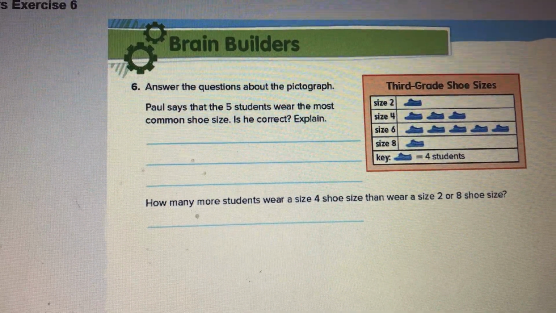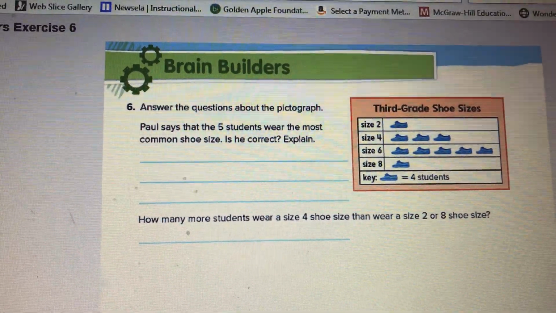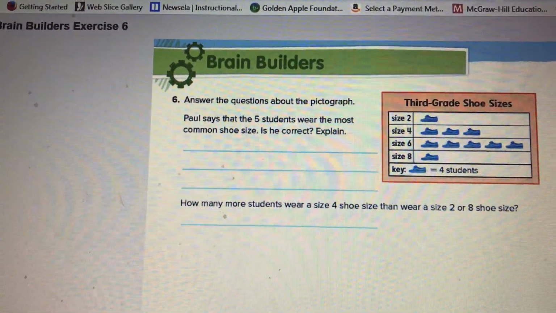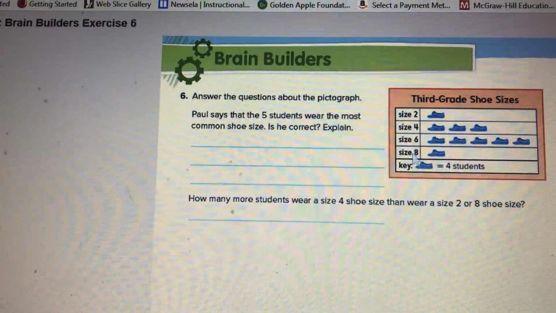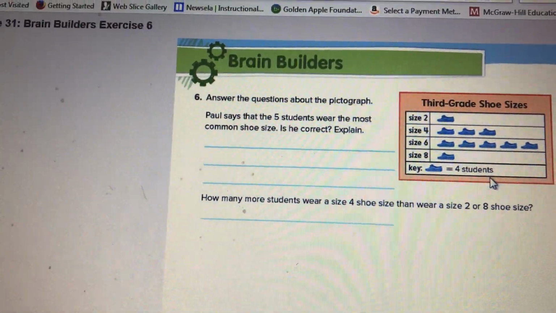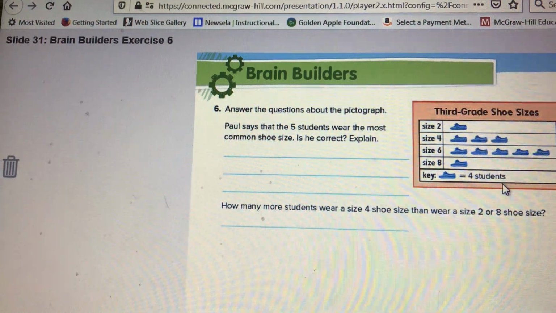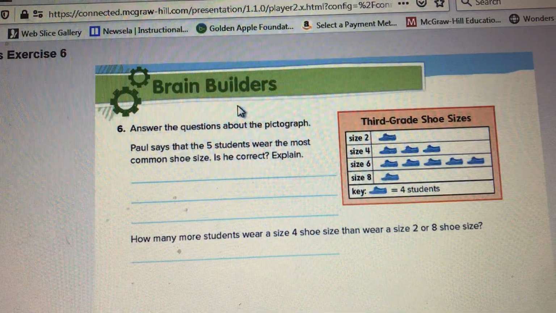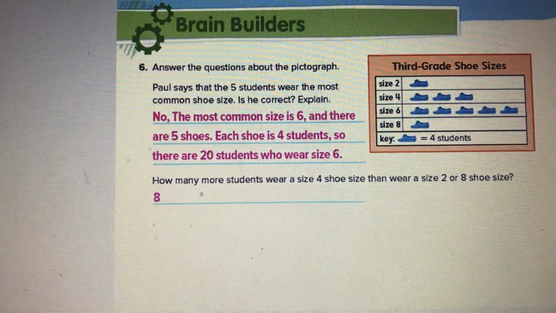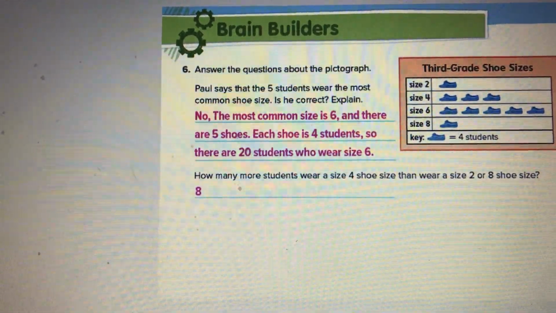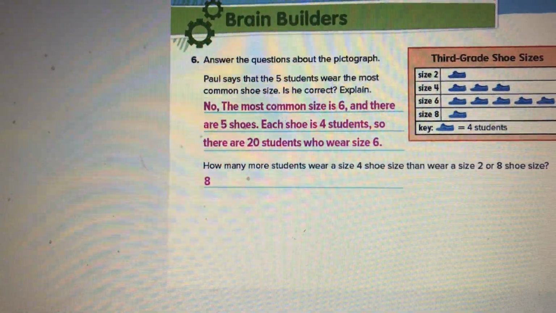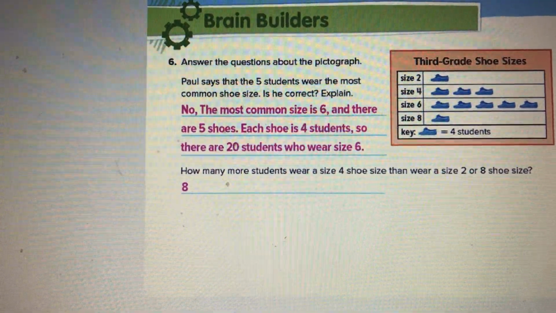Answer the questions about the pictograph. Paul says that the 5 students wear the most common shoe size. Is he correct? Okay, so you need to look at the 3rd grade shoe sizes. Each shoe represents 4 students, and answer this question. Okay, is he correct? No, he's not correct, is he? The most common size is 6, and there are 5 shoes. Each shoe is 4 students, so there are 20 students who wear size 6.